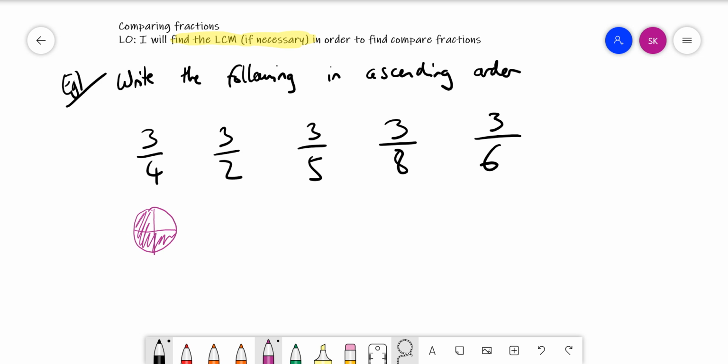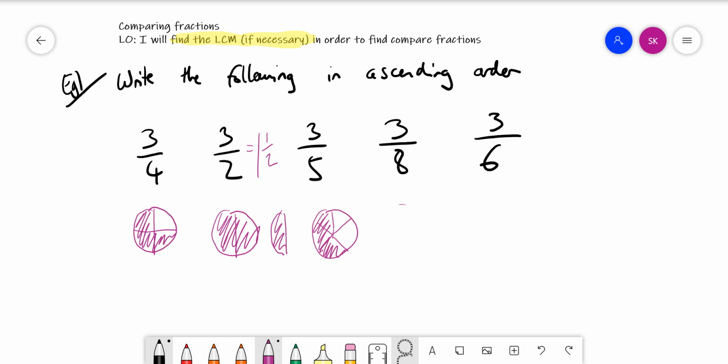3 over 2 means I've got 3 halves, which actually means I've got 1.5 wholes. That's an improper fraction, same as 1.5. 3 over 5, split it into fifths. See, I've got 1, 2, 3.